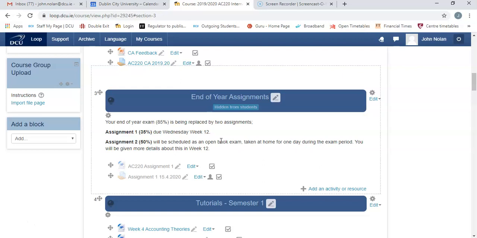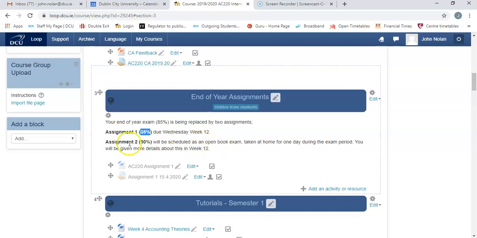The other assignment then, which I'll give more details about in week 12, that's going to be an open book exam which you take at home. Right, so that's going to focus on the computation elements of AC220, and essentially it's going to look at question 1, question 2 and question 3, and we're going to merge them together into a single type case study. So it's going to cover all the stuff you would have been examined on anyway, it's just in a different setting. So I'll talk to you a lot more about that, but that's going to be 50%, and then the assignment 1 is your 35. So it's still the 85, and your grade from the 15% from the semester 1 continuous assessment, that still stands.